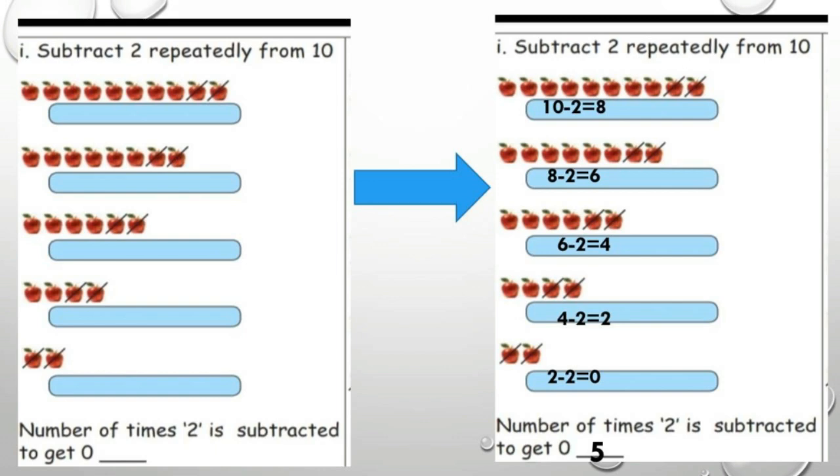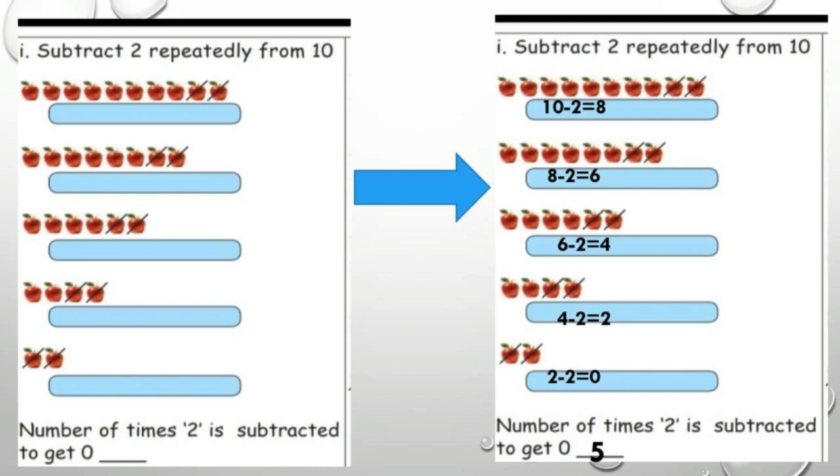So here they have given 10 apples. From 10 we have to minus 2 repeatedly. At last what will come? So 10 minus 2 is equal to 8. Now we have 8 apples. From 8 we have to minus 2. So 8 minus 2 is equal to 6. Again 6 minus 2 is equal to 4. 4 minus 2 is equal to 2 and 2 minus 2 is equal to 0.